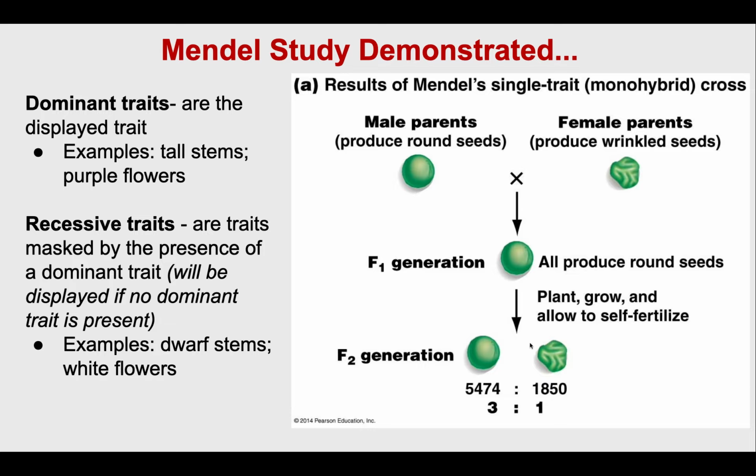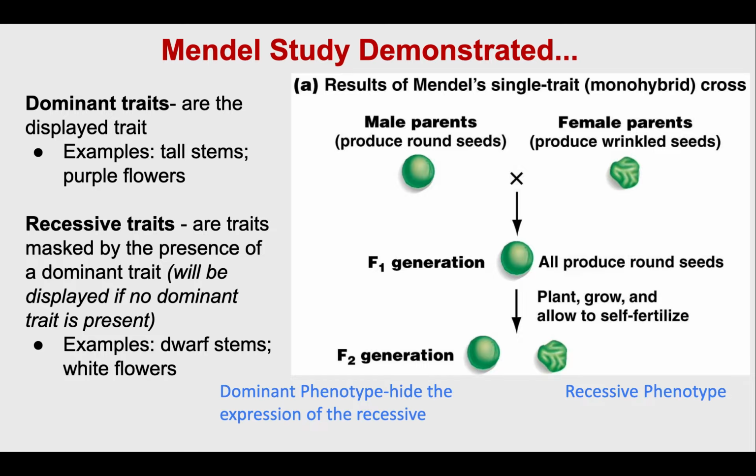And we can see that here. We see that the recessive trait is this wrinkled seed here. It only shows up in about a 3-to-1 ratio. So the dominant phenotype is hiding the expression of the recessive most of the time, but we also get this recessive phenotype.